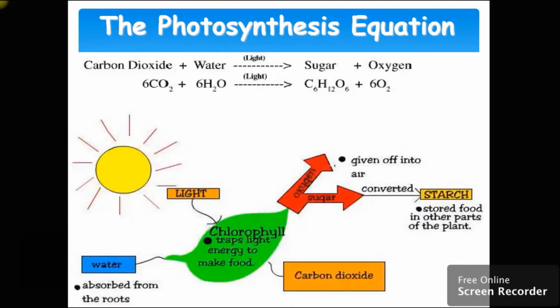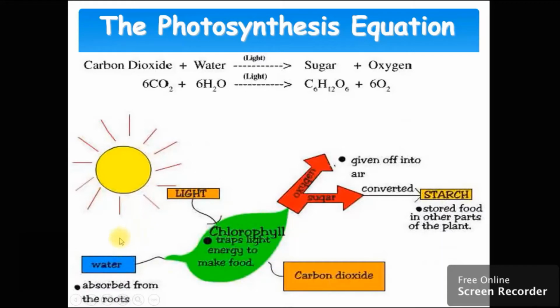The photosynthesis equation: there's the words written in the top, and then underneath that is the equation with the molecules. CO2 is carbon dioxide and H2O is water, I'm sure you know. Then you take 6 of each of those and turn it into one sugar, C6H12O6. And then you have 6 oxygen gases, which just leak off into the air.